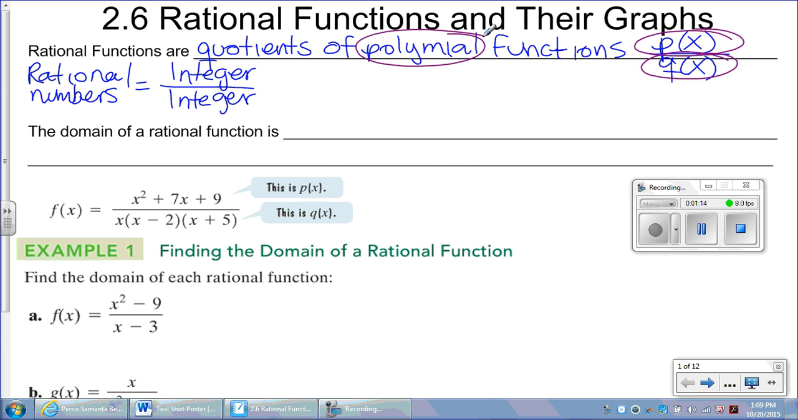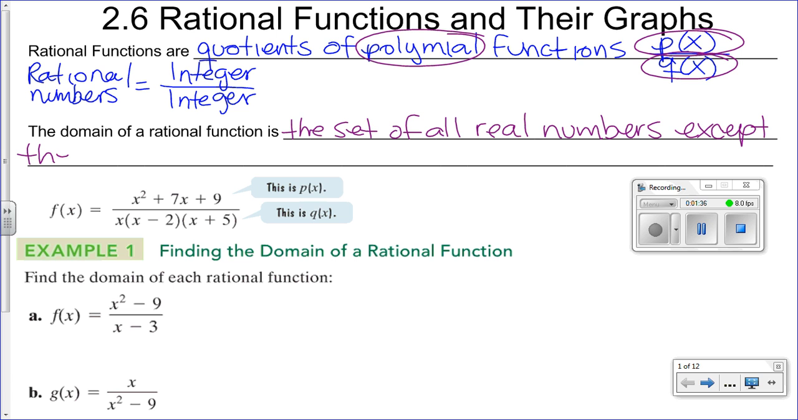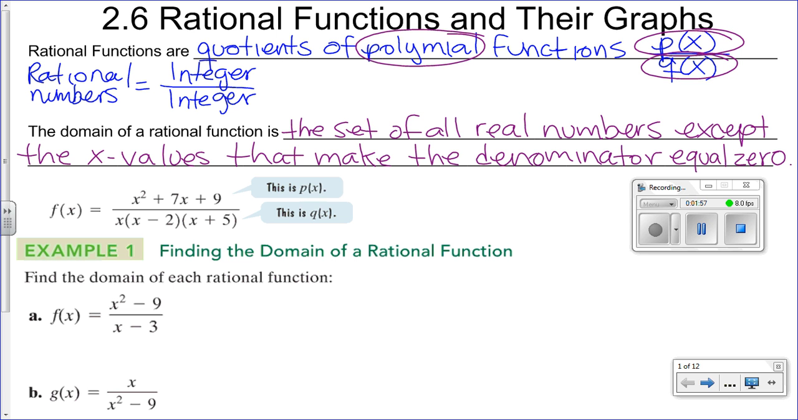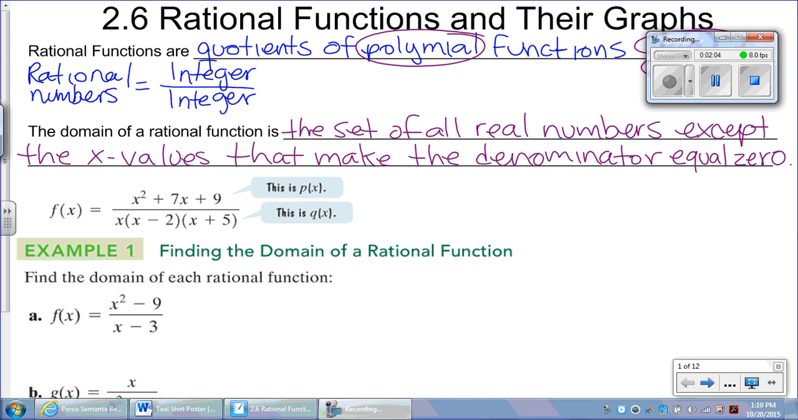Okay, so now let's talk about the domain of a rational function. The domain of a rational function is the set of all real numbers except the x values that make the denominator equal 0. What that means is that we need to exclude all those numbers that will cause a denominator to equal 0, because then that will be undefined.